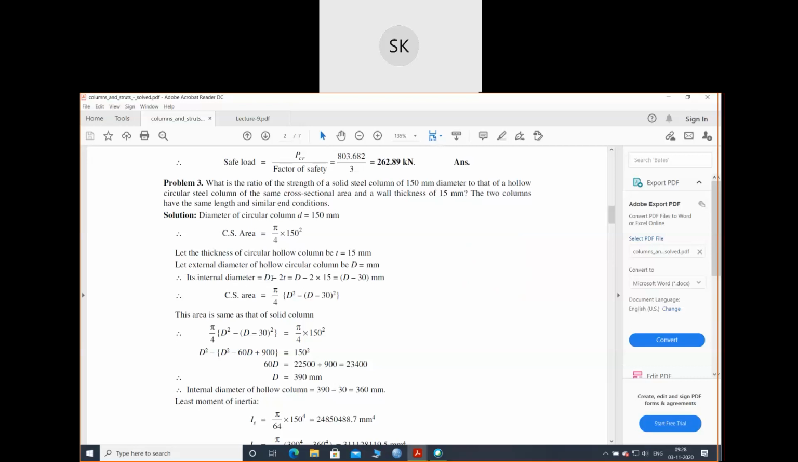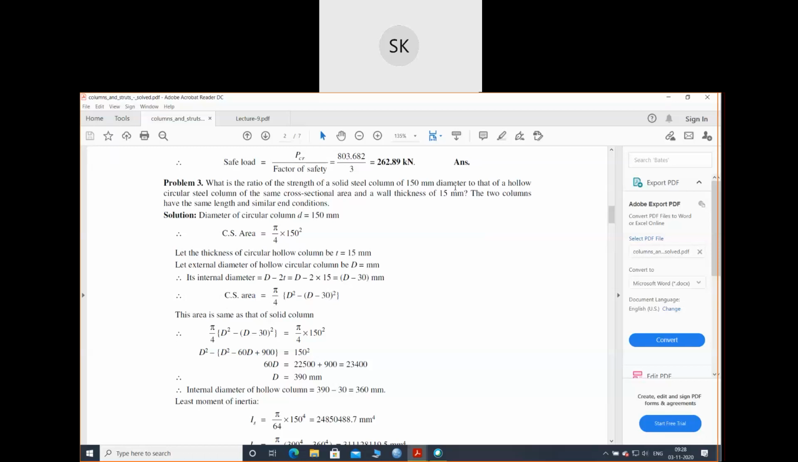So its internal diameter is assumed as d minus twice t. Earlier, we used to find the external diameter like this, d plus twice t, right? So we can find the internal diameter as capital D minus twice t. The same way, they have assumed its internal diameter is d minus twice t, where the thickness is 15. So this is my internal diameter. The cross-sectional area with external and internal diameter will be pi by 4 (D square minus internal diameter square).